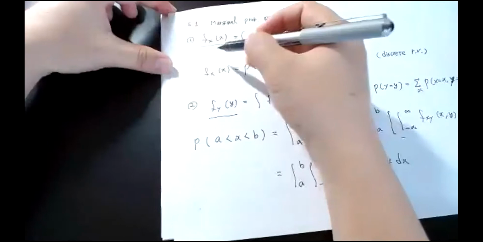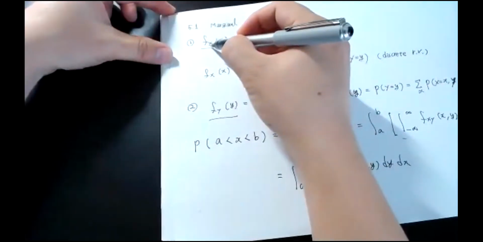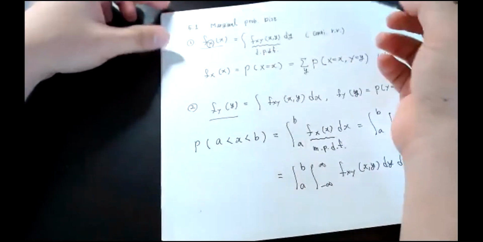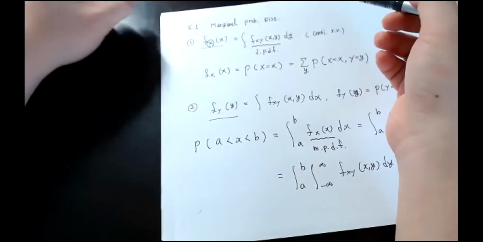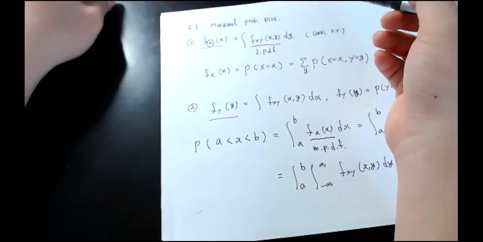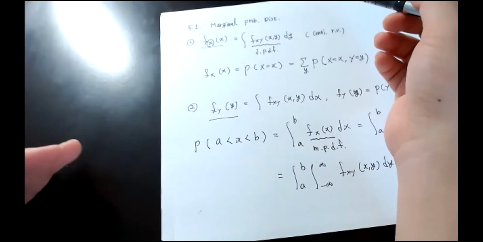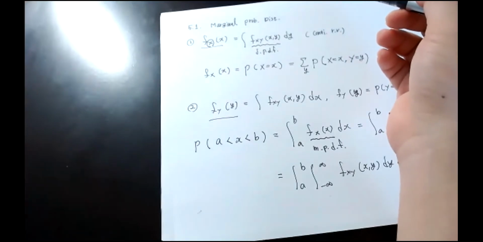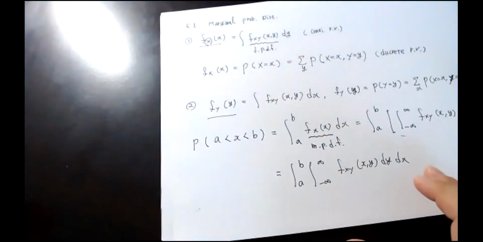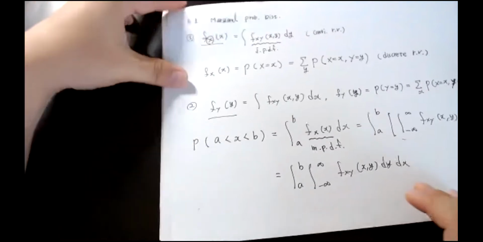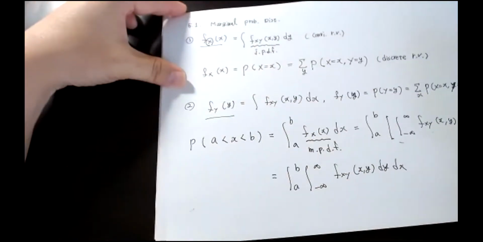So the PMF of x, when you see the subscript x, that means the random variable x is fixed at a specific value, and then y is moving. We find the probability for every possible y value, and then take the sum.